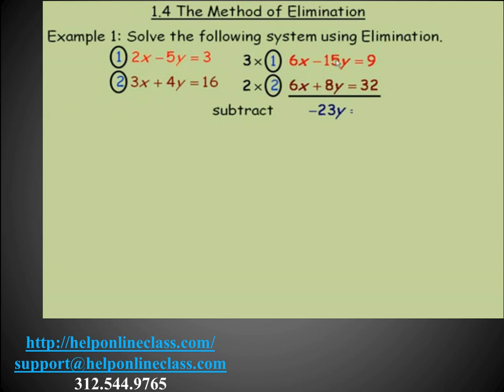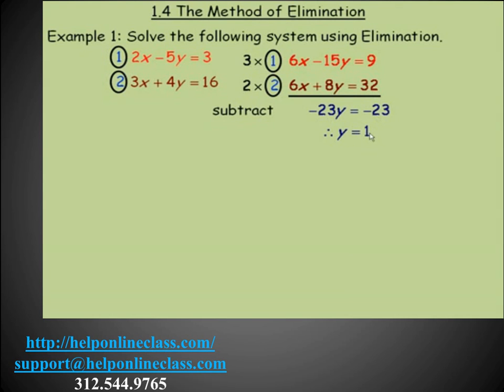6x minus 6x is 0. Negative 15y minus 8y would be negative 23y. And 9 minus 32 is negative 23. And so we divide out the negative 23 and we get y equals 1.